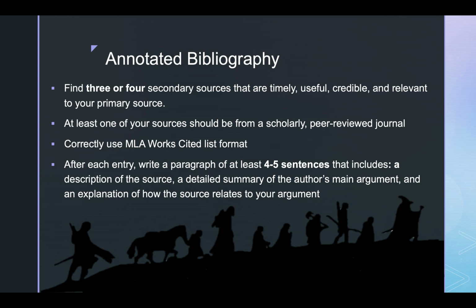Along with the journals that you find, you have to cite those secondary sources in MLA format and then write an annotation, hence annotated bibliography, of 4 to 5 sentences that includes a description of the source, a detailed summary of the author's main argument, and an explanation of how the source relates to your argument.